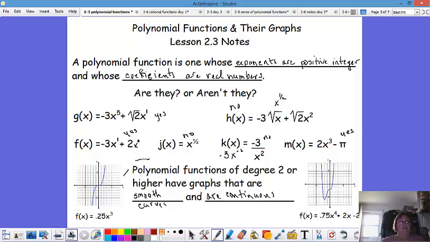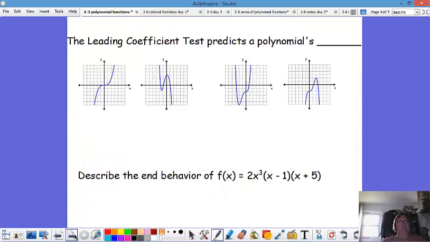All right, let's pop on. All right, the leading coefficient test predicts a polynomial's end behavior. So I said a moment ago, I was getting ahead of myself, I guess. End behavior. You'll recognize that term from your study in algebra.